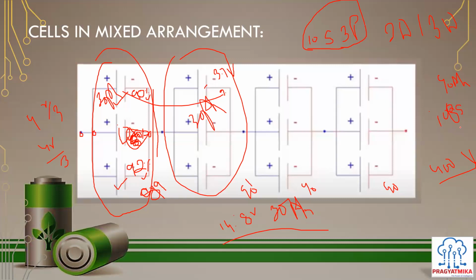So the BMS available in the market, 10S, 12S, only have 10 measuring connections. If we are making a 10S 3P pack and using a 10S BMS, we necessarily have to make modules of 3 cells in parallel and then connect them in series.